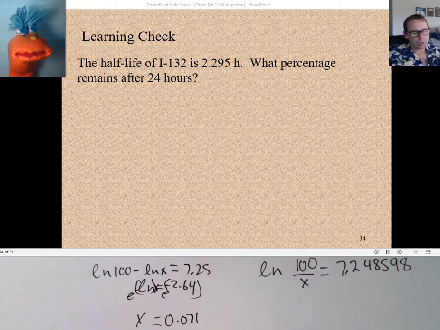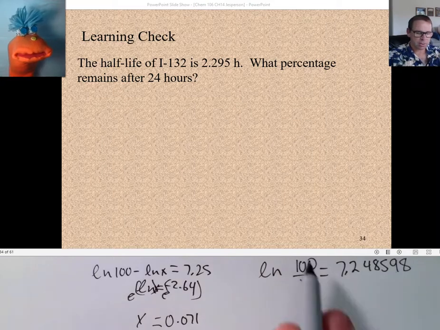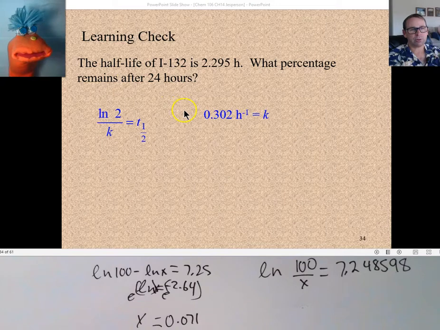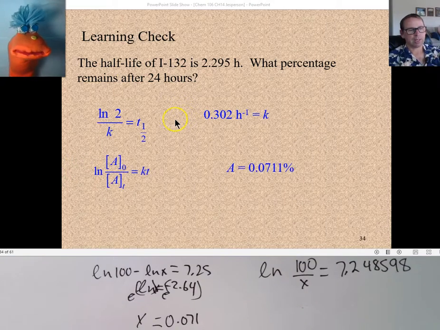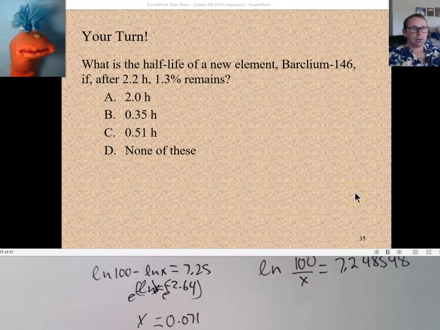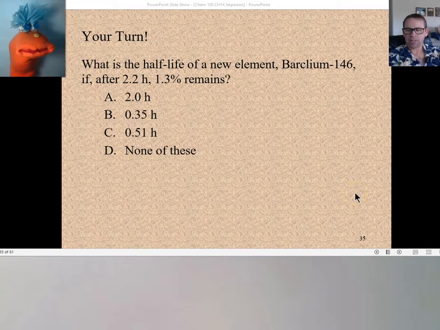All right, so that is my percentage that remains, right? Because it's 100 over 0.07. So that's my percentage that remains after 24 hours. Okay, good job. So we reminded ourselves how to do some math with natural logs, which is important. All right, what's the half-life of this new element if after 2.5 hours only 1.3% remains?